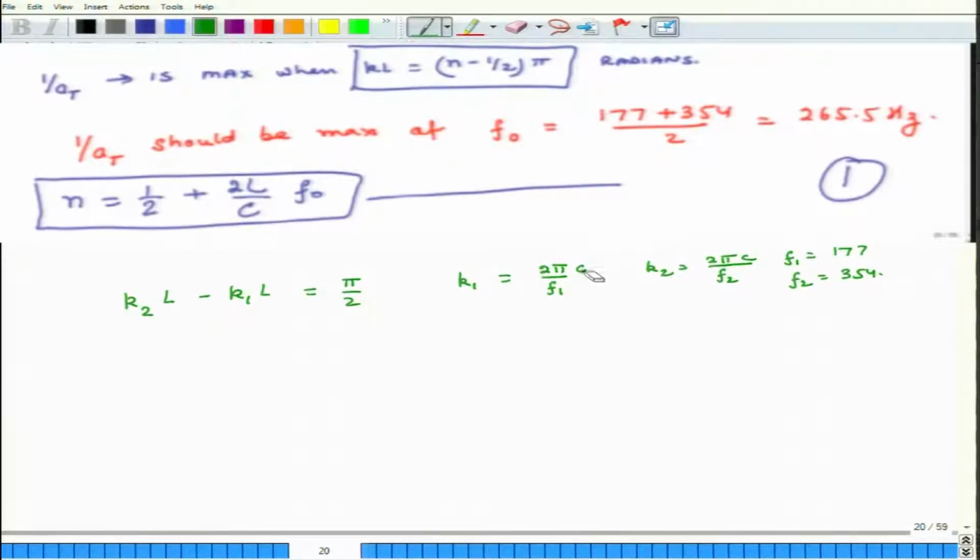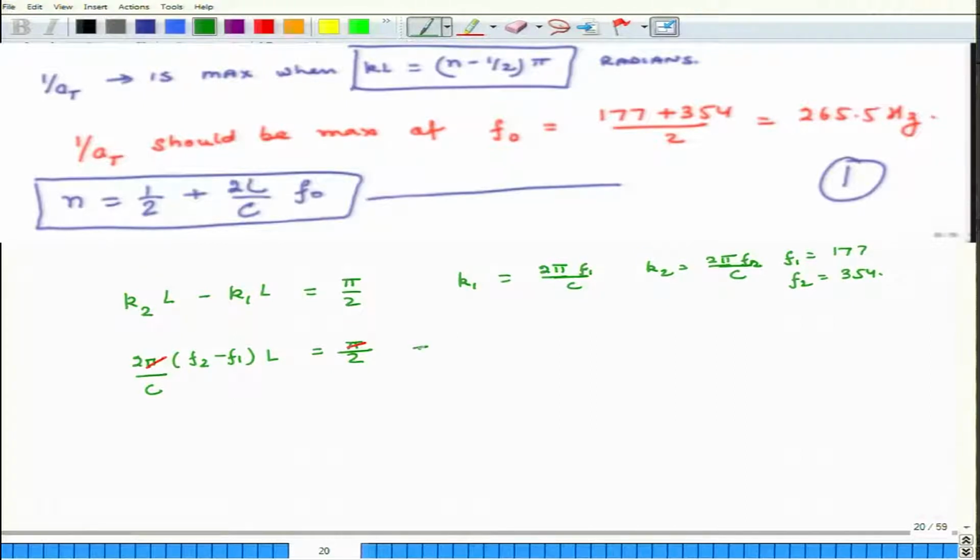No, I think I messed it up. So, K1 is equal to 2 pi F1 divided by C, and K2 is 2 pi F2 divided by C. So, I plug in these things, what I get is 2 pi (F2 minus F1) divided by C times L equals pi by 2, and this pi cancels out.